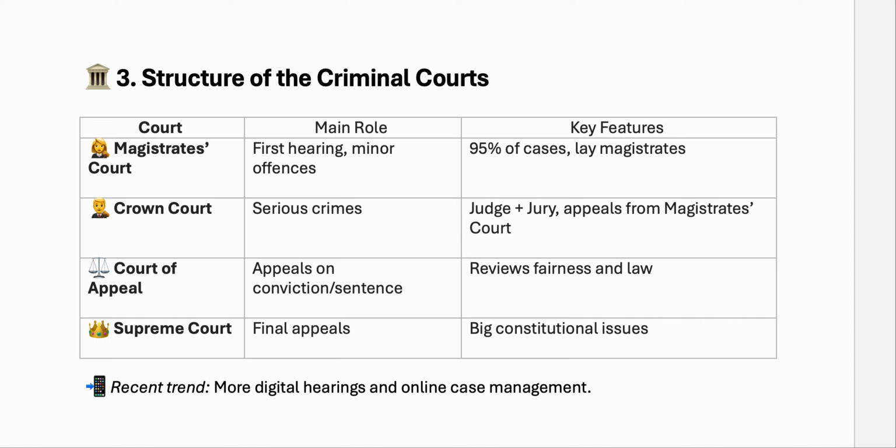Next, you've got the Court of Appeal Criminal Division. I add that because we also have a civil division. But the criminal division, if someone in the Crown Court thinks their conviction or sentence wasn't fair, they can appeal here. And finally, we have the Supreme Court at the very top. Now, this only hears cases about very big legal questions. Some recent changes: courts are trying to be more efficient. They're trying to use things like digital hearings and new ways to sort things out. And this is especially so after the COVID pandemic.